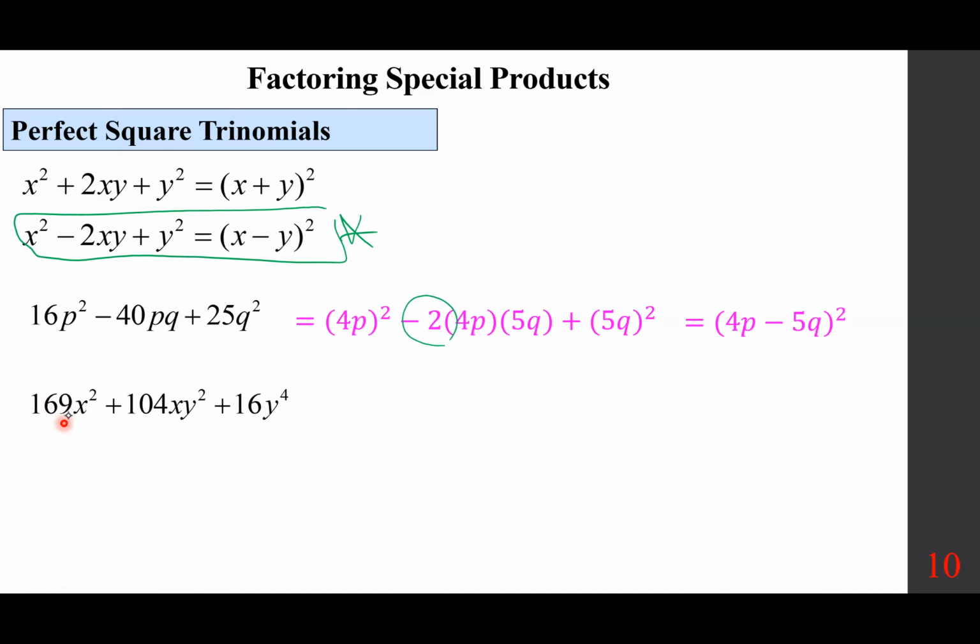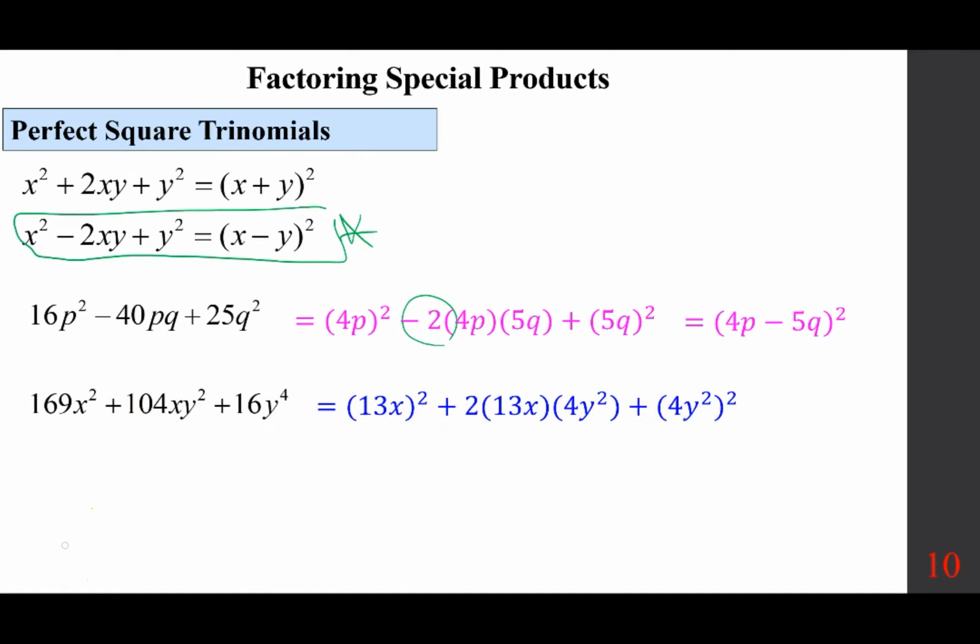This one is a perfect square of 13x. This one is a perfect square of 4y squared. Is this the product of those two times either 2 or -2? By the way, this clearly says minus, this clearly says plus. So it's probably +2. Let's find out. So you write this part and you write this part, and then you work it out. If I multiply 13x by 4y squared by, since this is positive, by +2, do I get this?